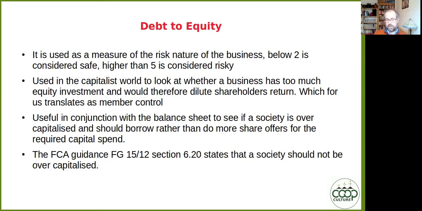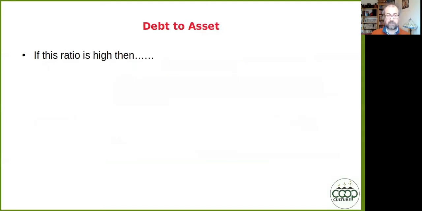Very specifically, the Financial Conduct Authority's guidance on their role as the regulator of societies, which is called FG 15/12. And if you are going to be a co-op development worker, one of the things I strongly recommend is that you have a read of that guidance. In its section 6.20, it states that a society should not be overcapitalized. So their guidance is that a society is only meeting its conditions for registration if it isn't overcapitalized. And this is one of the ways that we look to see whether a society is overcapitalized.